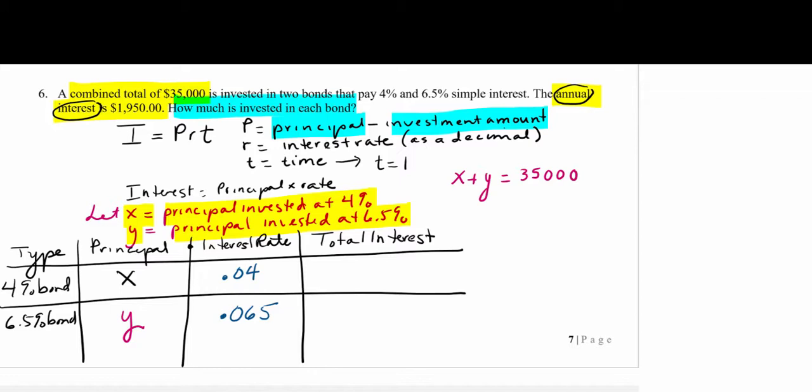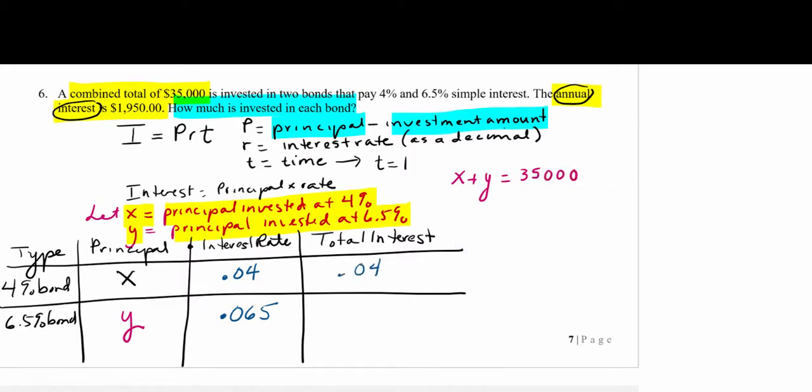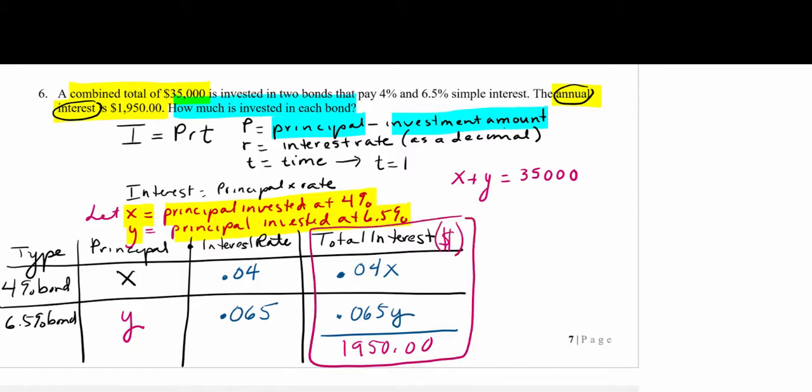Okay, the interest that was earned at the first bond, you multiply principal times interest rate, 0.04x. And the interest that was earned at the 6.5% bond is 0.065y. And when you add these two interests, the problem says that we should get $1,950. So this is dollars here. All right, and so there is our second equation. So I'm going to put it over here next to this one.